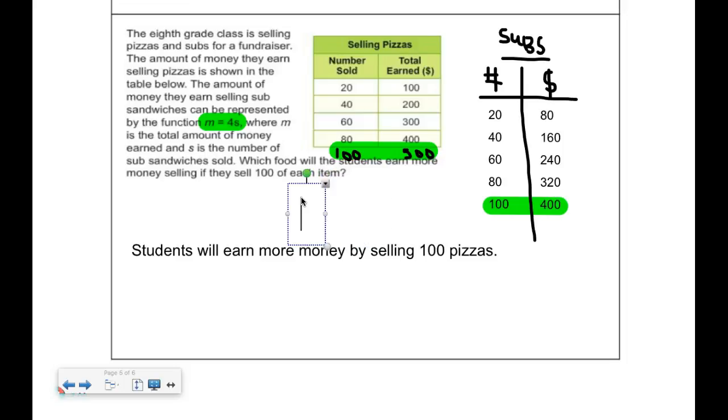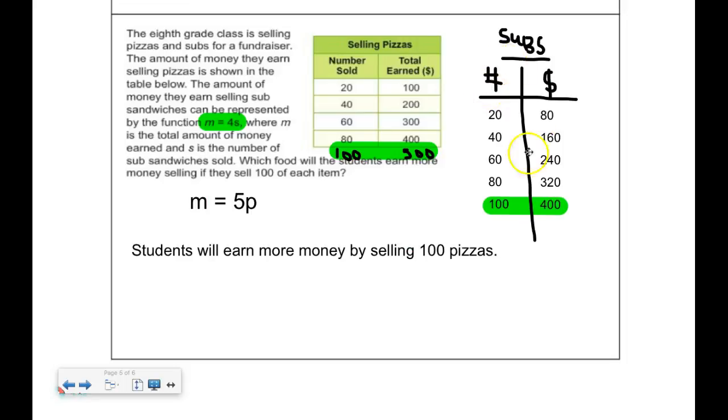Actually, it's probably better off doing it this way, because up here it says that M represents money earned and S represents the number of subs. So maybe you want to say P for pizza and say that money earned equals 5P for pizza. And then you're still comparing things that are the same, because now you're looking at M equals 4 times a variable versus M equals 5 times a variable, and this is obviously going to make you more money.